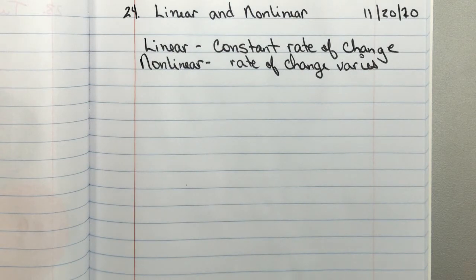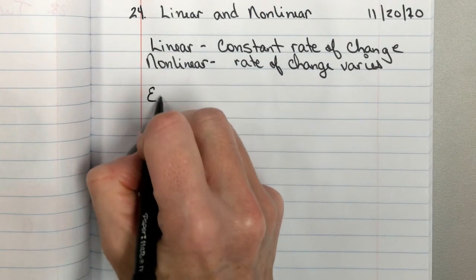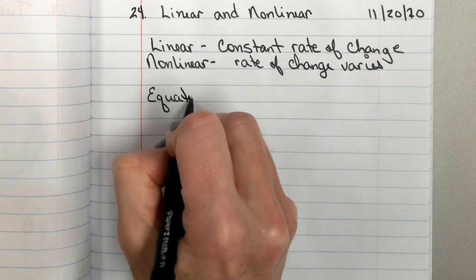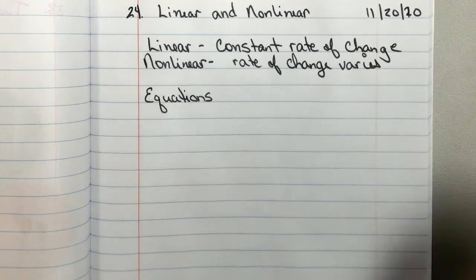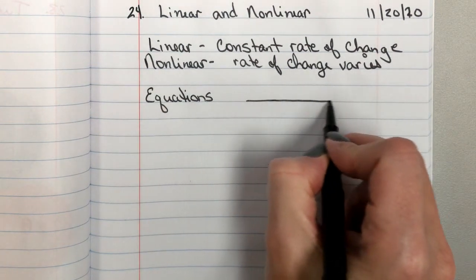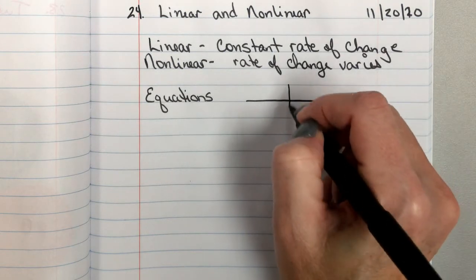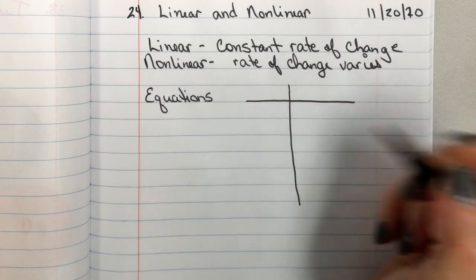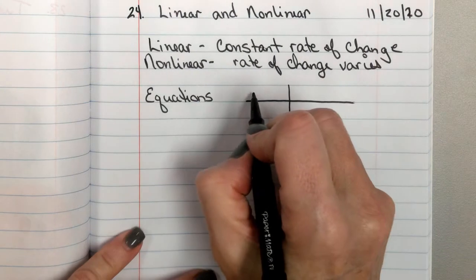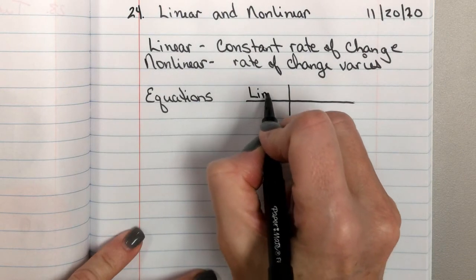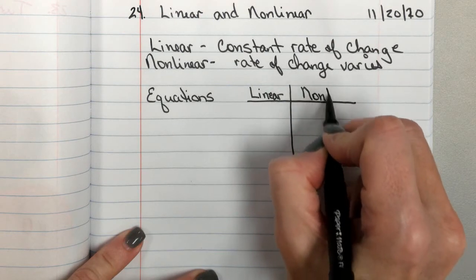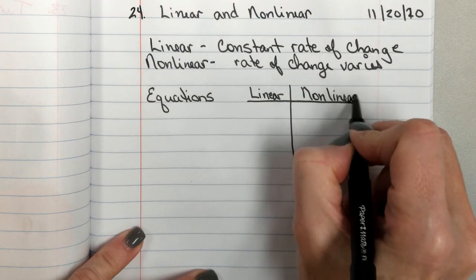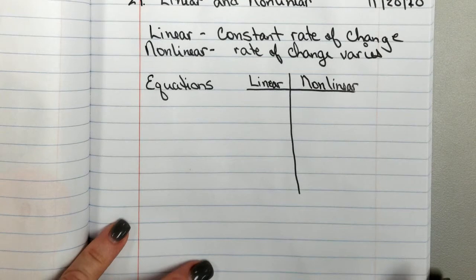All right, so let's first talk about when we have equations, what it's going to look like and how we can tell whether it's linear or nonlinear just from the equation. So let's just make a little chart, give some examples. Of course, this won't be all of them. I can't list them all, but it'll give you enough. All right, so we're going to have linear on one side, nonlinear on the other.